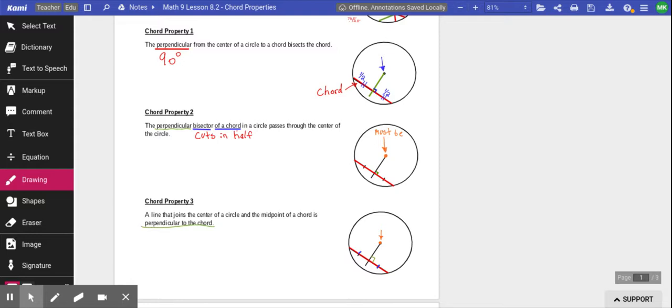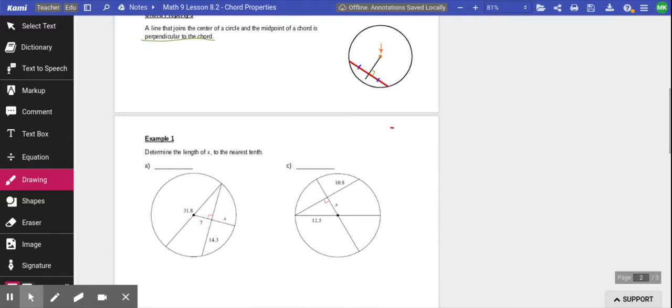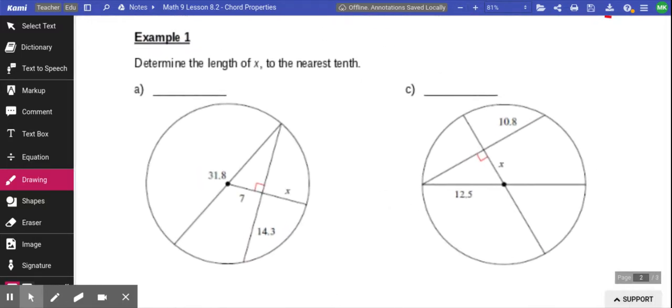So if I cut in half and I hit the center of the circle, then it must be 90 degrees. If I'm 90 degrees and I hit the center of the circle, then it must have cut the chord in half. And it works that way. So you always have two. If you have two of them, you have all three of them. They all kind of lead to each other. We're going to see how this works in questions like this.